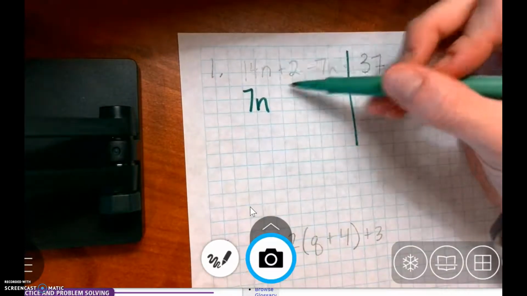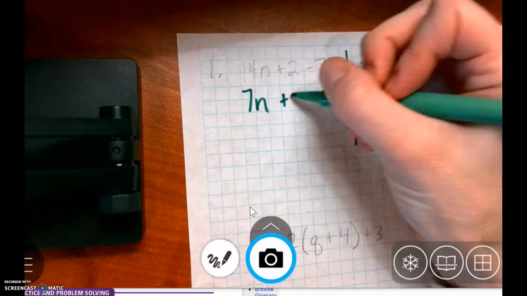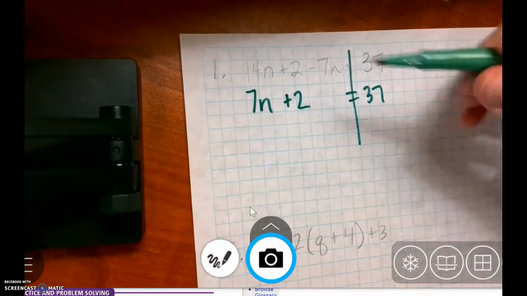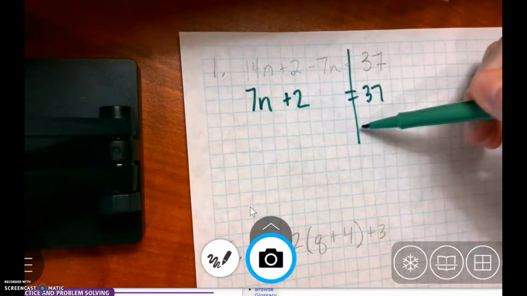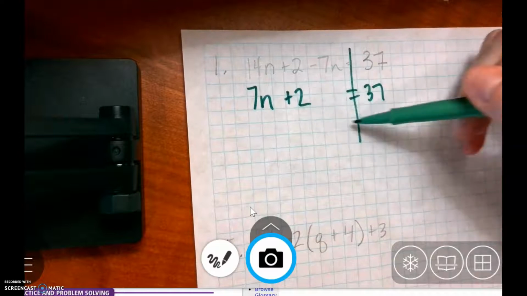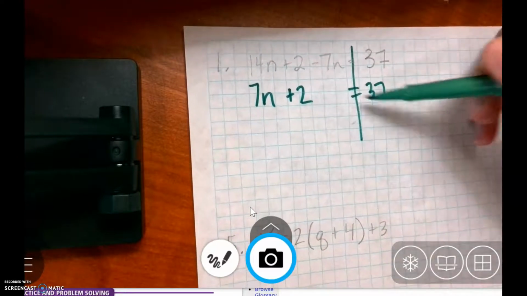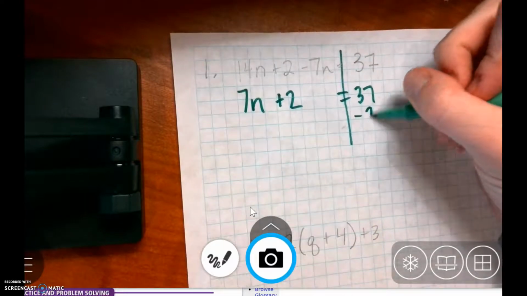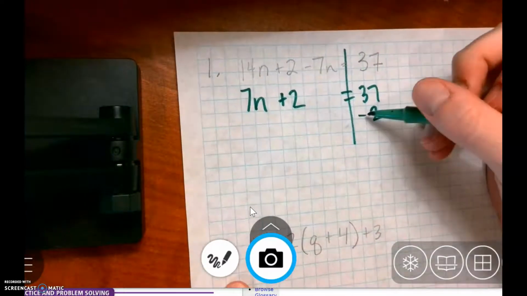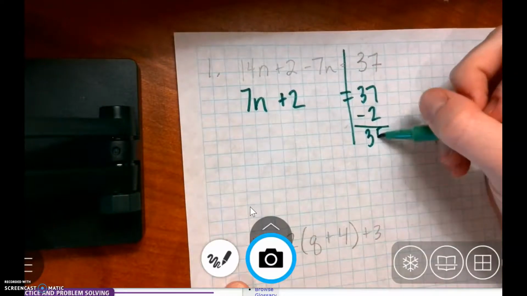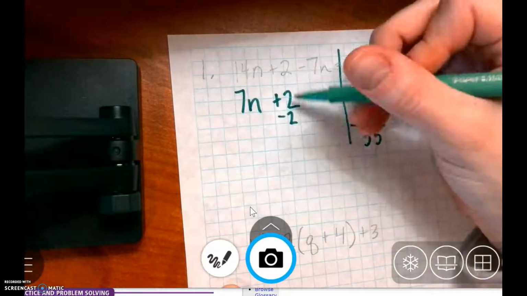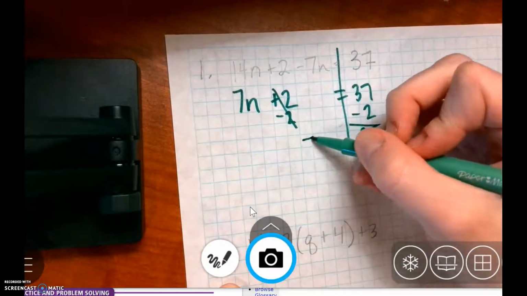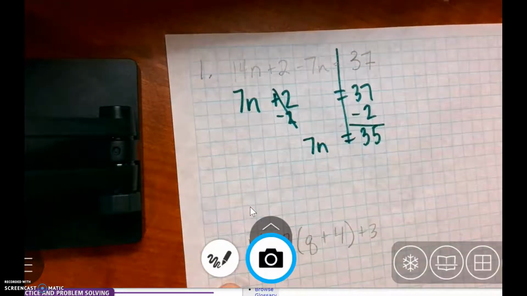This is not a variable, it's just plus 2. Bring that down. Okay, next I want to bring my constants, ones that don't have a variable, to the left. When I go across the equal sign, I have to do the inverse. So plus 2 becomes minus 2. 37 minus 2 is 35. I do the same thing on this side and just cancel it. So I have 7n equals 35.